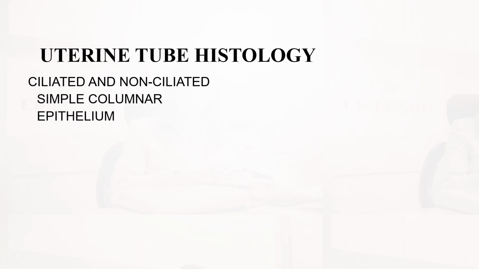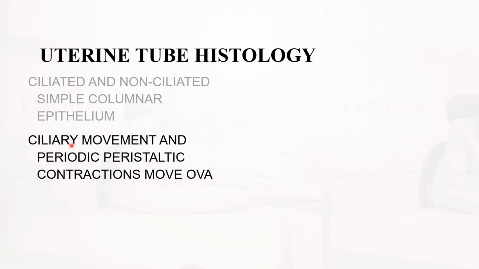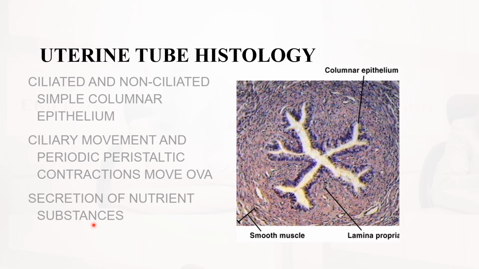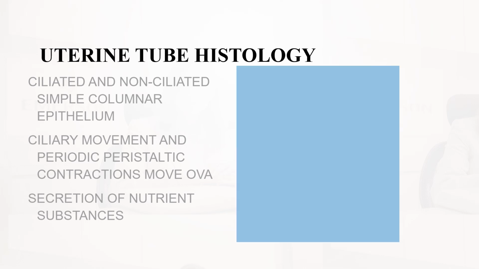In terms of histology, the uterine tube has ciliated and non-ciliated simple columnar epithelium. The ciliary movement and periodic peristaltic contractions move the ova. Secretions of nutrient substances also occur there. This is the storage for the uterine tube.